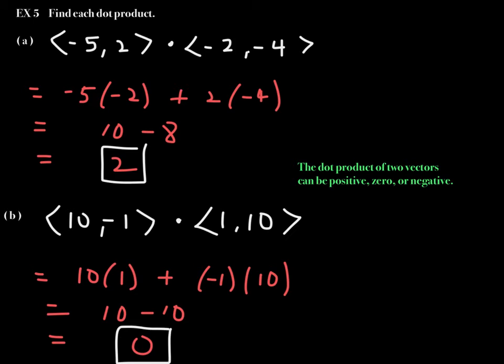Okay, what I want to show you now is how the dot product, if it's positive, tells you that the angle between the two vectors is acute. If the dot product is 0, then the angle between the two vectors is a right angle, 90 degrees. And if the dot product is negative, then the angle between the two vectors is obtuse, something between 90 degrees and 180 degrees. So let me show you how that is derived now.